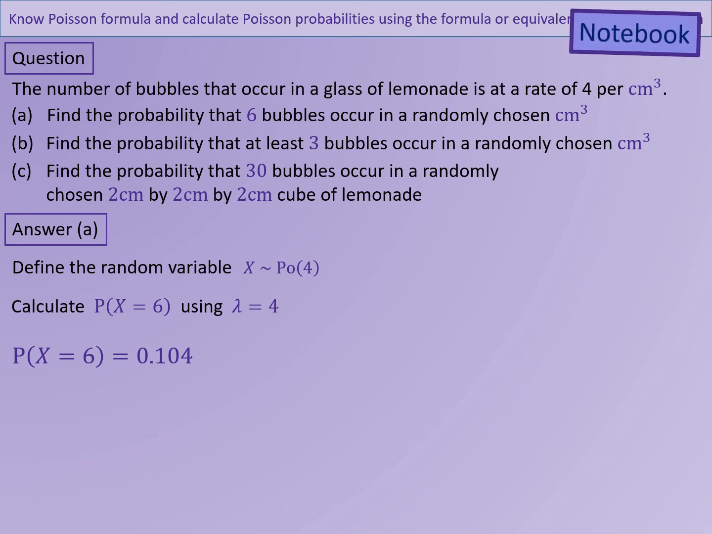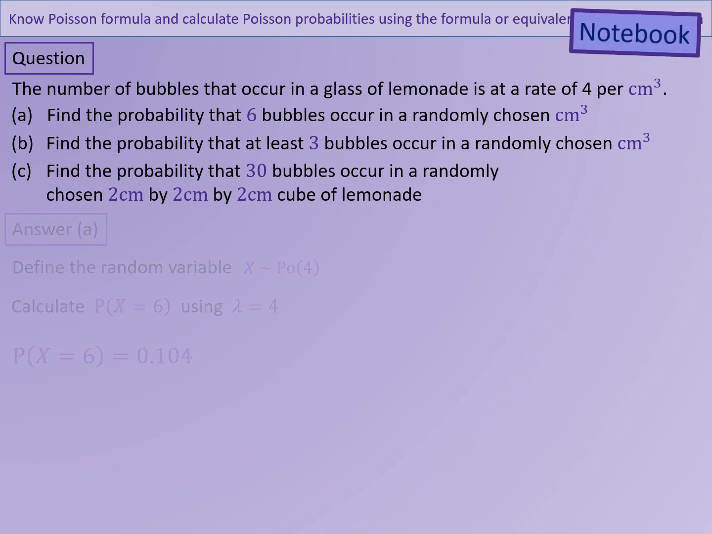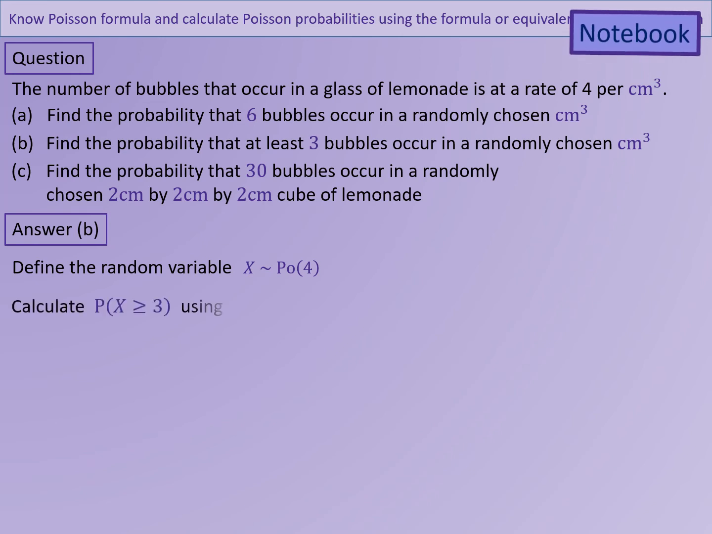We now want to find the probability that at least 3 bubbles occur in a randomly chosen centimetre cubed. Again, we know that x has a Poisson distribution with a rate of 4. At least 3 means x is greater than or equal to 3. In order to convert this into a less than or equal to problem, we know that this means that x cannot be 0, 1 or 2.